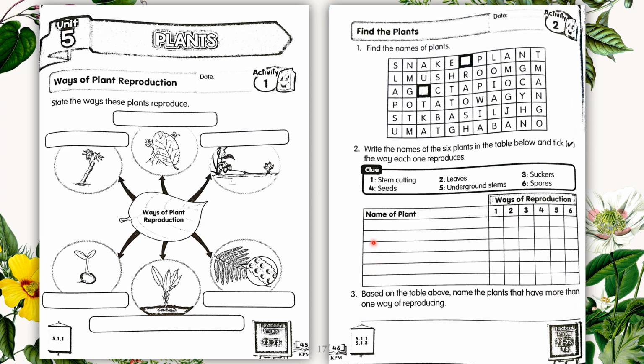So you need to complete until 6. And then number 3, based on the table above, name the plants that have more than one way of reproducing. Maksudnya, dia boleh membiak lebih dari satu cara. Mungkin dua cara. Berdasarkan nama tumbuhan yang awak jumpa kat atas tadi. Dah jumpa, awak kena tulis kat dalam ruang ni. And then you need to answer question number 3. We are going to discuss the answer after this.